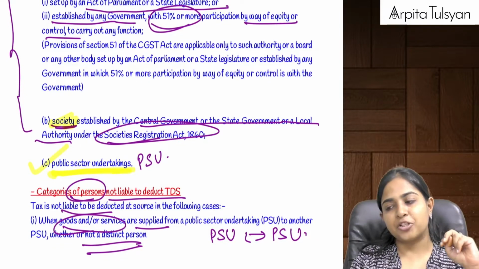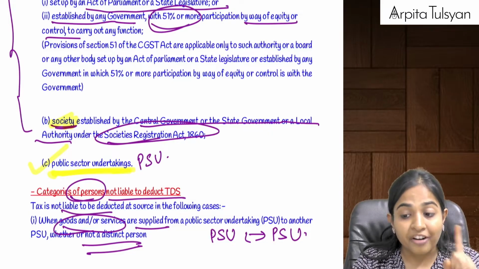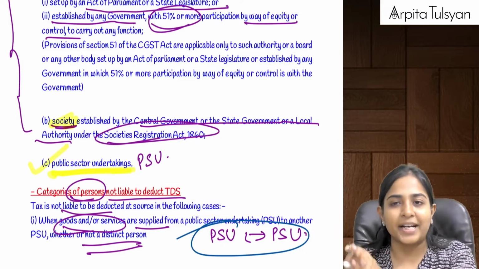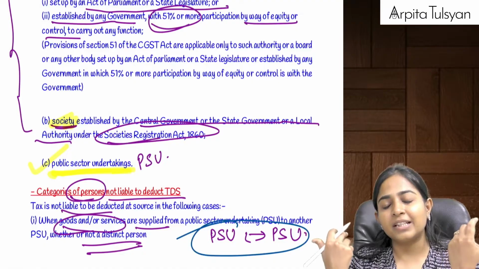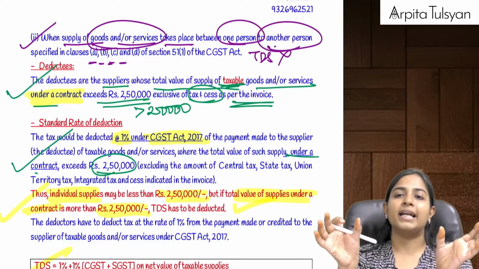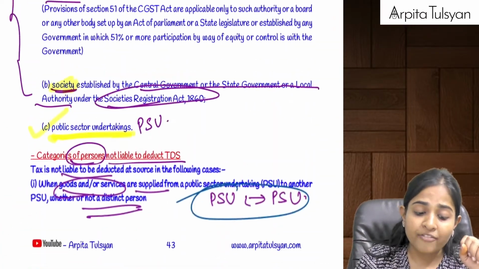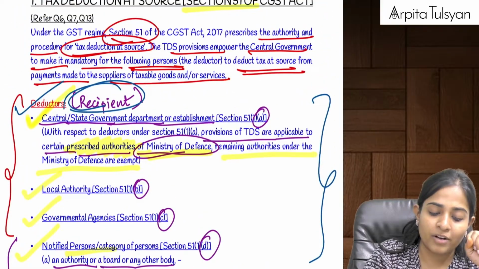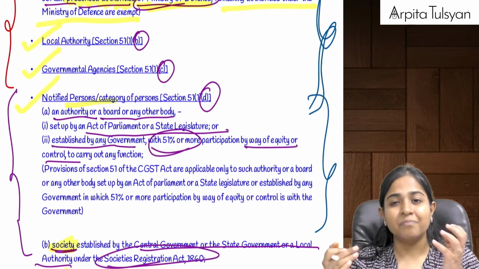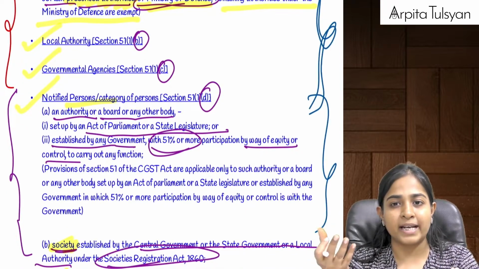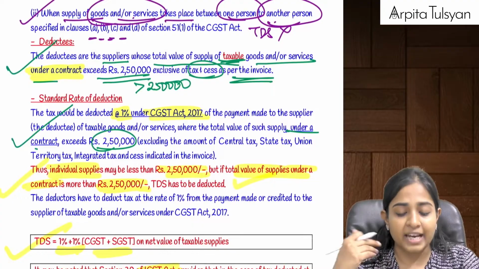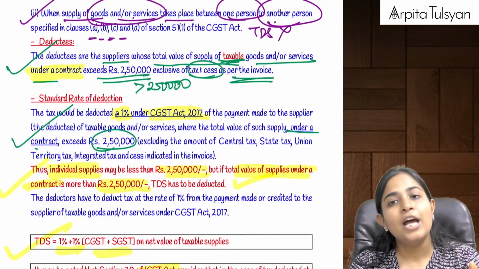But there are two exceptions where TDS is not at all required to be deducted. One is where goods or services are provided by one PSU to another PSU, irrespective of whether they are distinct persons or not, it doesn't matter. When the goods or services are provided by one PSU to another PSU, or whatever notified persons or types of recipients we studied above, if they have provided goods or services to each other, for example, a PSU has provided to a society, or a society has provided to a local authority, etc., then in that case also TDS provisions are not at all applicable.